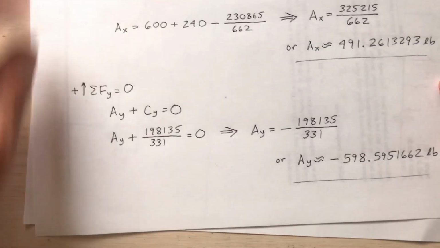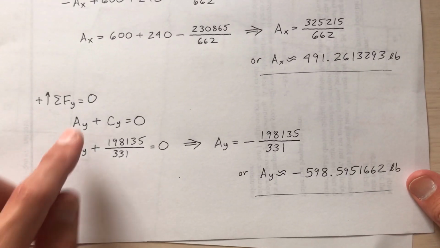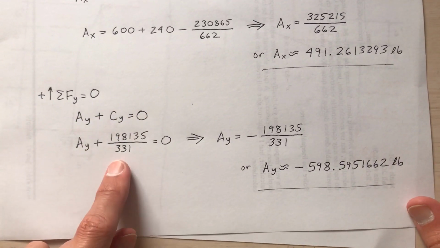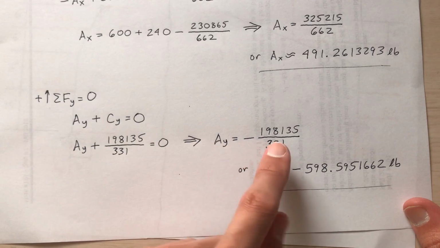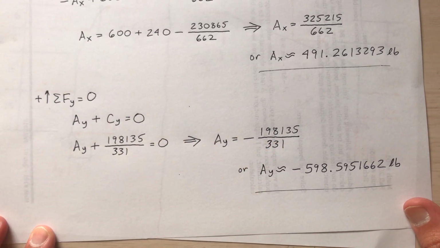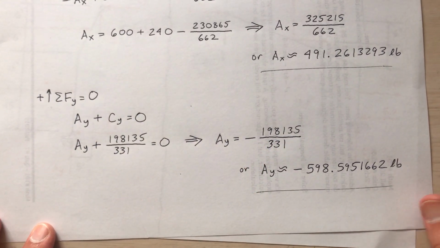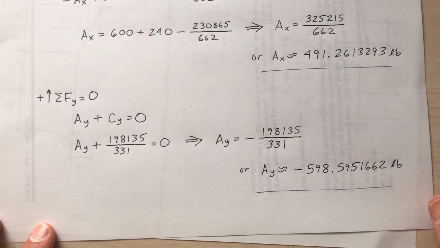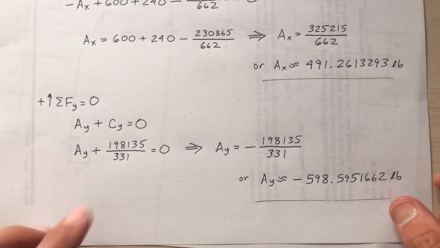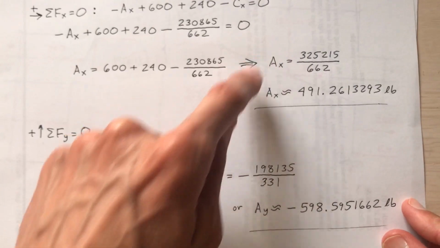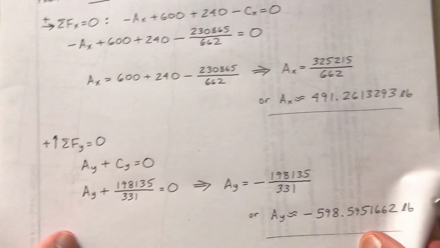Okay, that's what I'm doing here. A sub y plus C sub y is 0. Stick in that weird looking fraction. A sub y is negative 198,135 divided by 331. A negative meaning I assumed the wrong direction. So here's my A sub x. I'll use the exact value. Here's my A sub y. Write those on the figure.